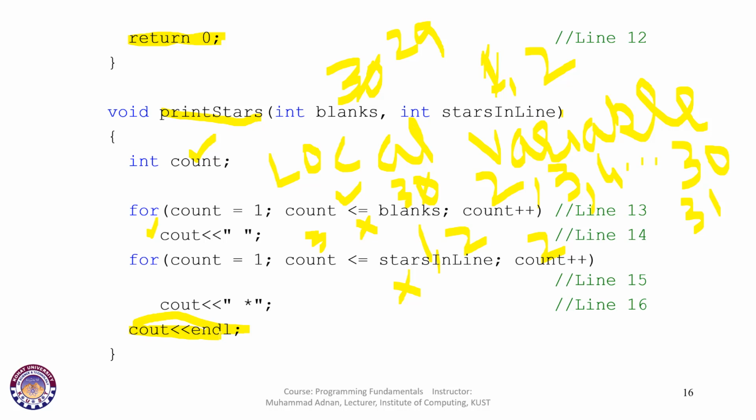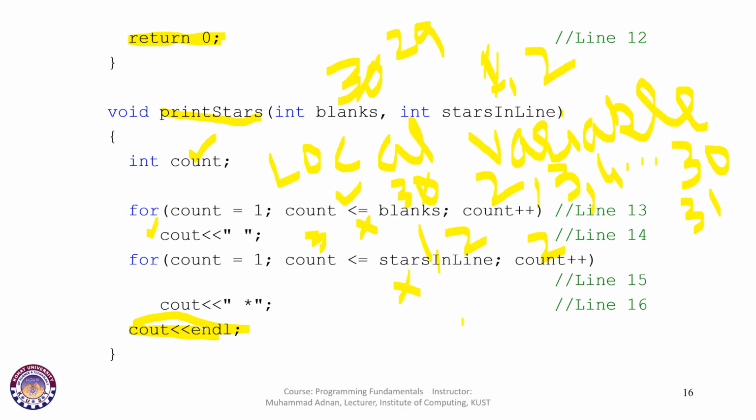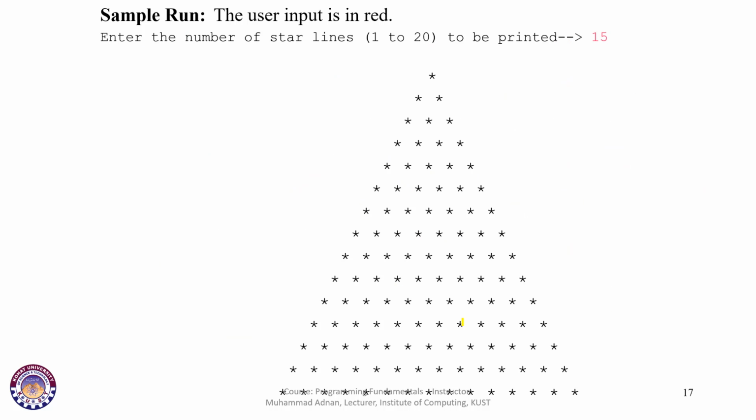We go to the next line, and once again the body of the print star function is executed, and we move back to the main function where the number of blanks further gets decremented and the counter incremented. And once again this function will be called. So after running this function and after the execution of this complete program, you will see this pattern on the screen, just as I showed you in Code::Blocks.